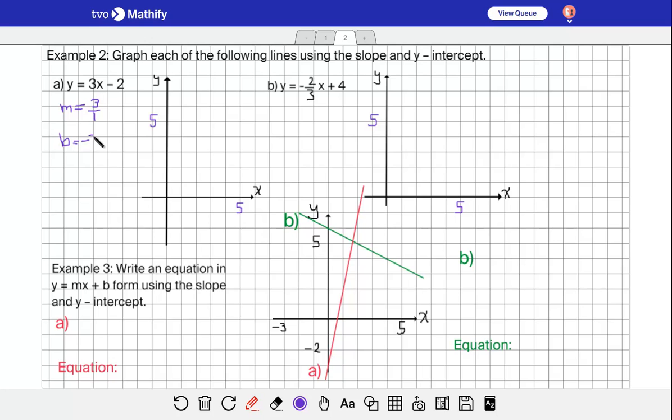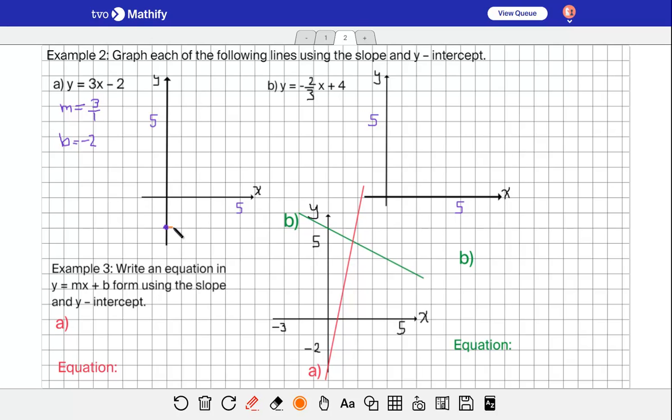And don't forget to use the sign here. So it's 3x minus 2, so that negative belongs to the 2. So the y-intercept is at negative 2. So we would put a dot here at negative 2 on the y-axis. And the slope is 3 over 1.